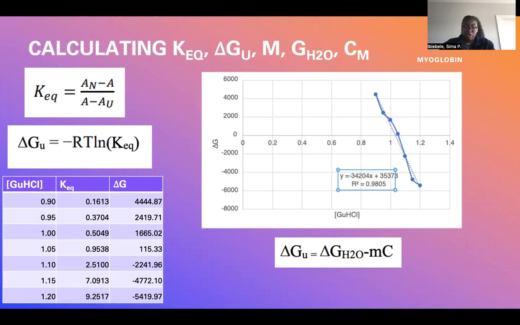The delta G of water corresponds with the y-intercept of this graph, which is equal to 35,373. The CM value was found by setting y equal to 0 and solving for x, and this value is equal to 1.03 molar.